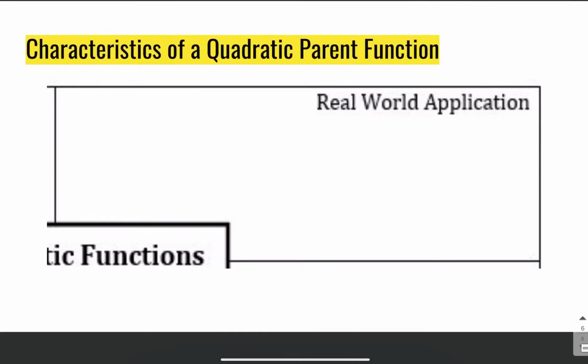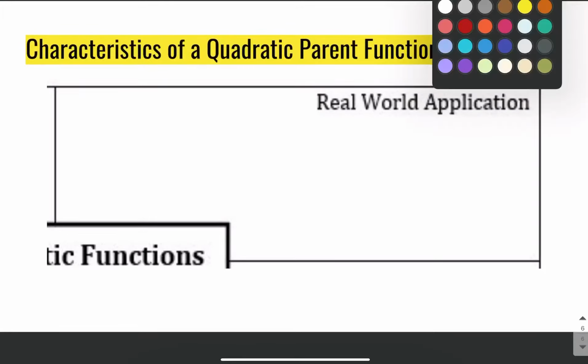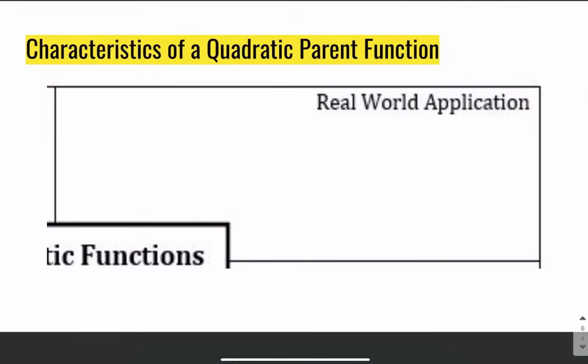And last but not least, we need some real world application. So why are we learning this? Well, we're learning this because whether you realize it or not, there are tons of things that have quadratic patterns to them. So for example, if you go to play basketball and want to shoot a basketball into a hoop, that pattern is a quadratic pattern.